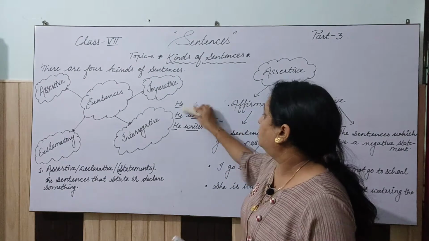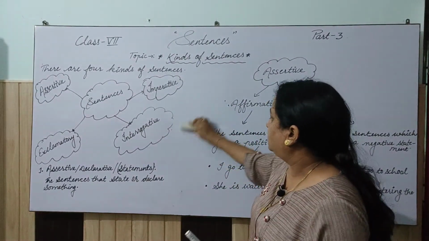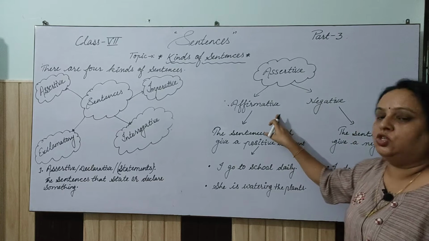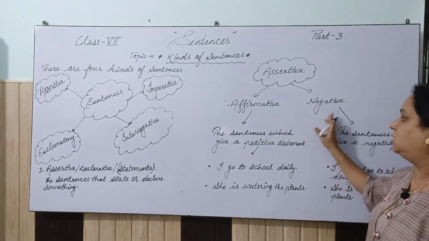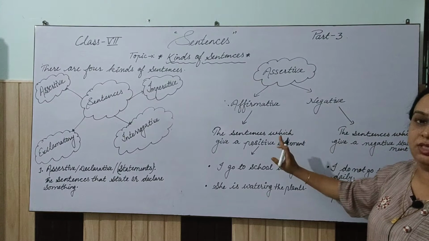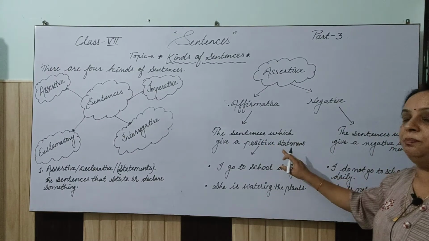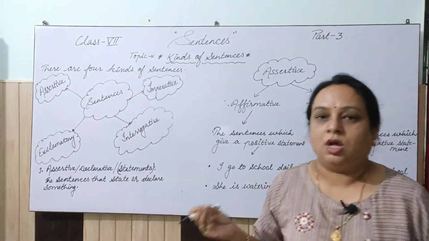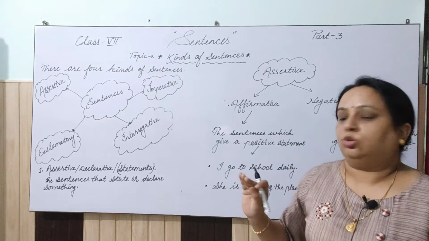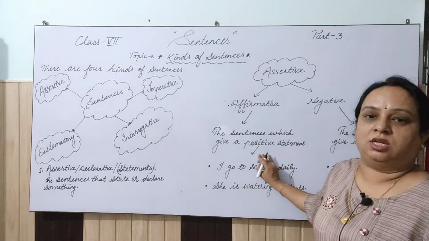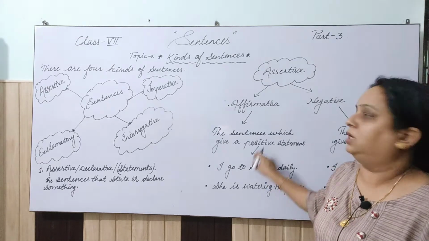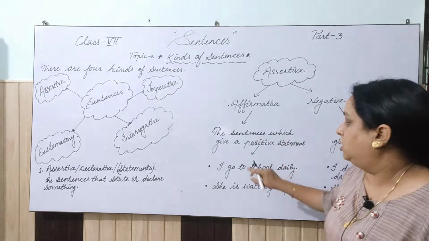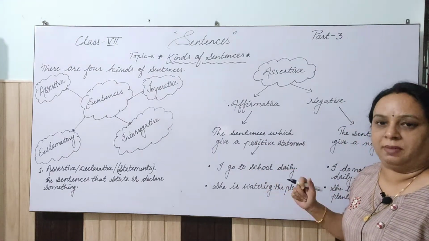Now this declarative or assertive sentence is also divided into two parts. Let's see. Assertive sentence has two parts. Number one is affirmative and the second one is negative. The affirmative sentences are those sentences which give a positive statement, which do not have a negative word like not or never. Positive sentences are known as affirmative sentences, which do not have not or never with the main verbs or the helping verbs.